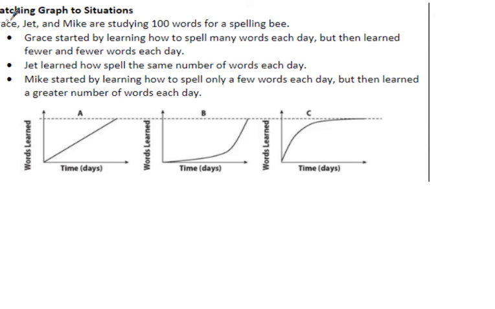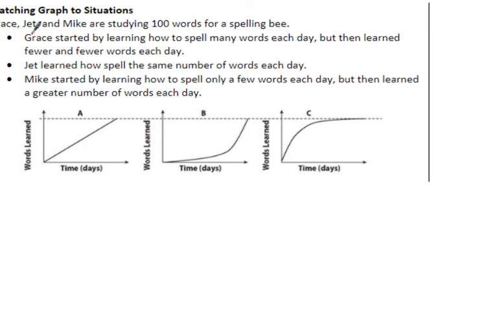Oh, I cut off part of this. I apologize. It says Grace, Jet, and Mike are studying words for a spelling bee. We have 3 graphs, and what we're going to do is match the graphs to the situations. Grace starts by learning many words each day, but then learns fewer and fewer words each day. Jet learned the same number of words each day. Mike started by learning only a few words each day, but then learned a greater number of words each day. If we look, we've got the number of days across the x's and the number of words learned across the y's.